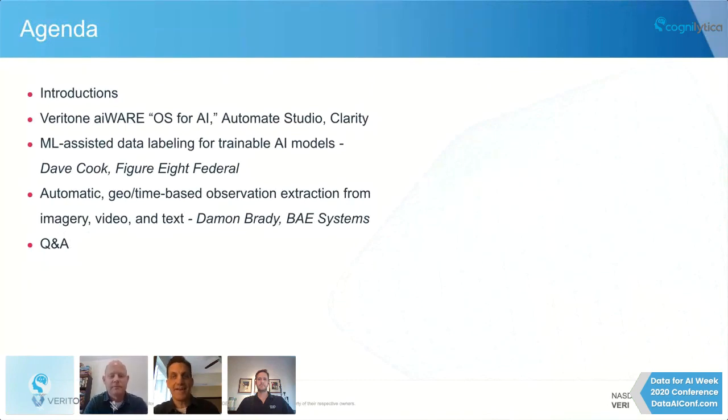But I'm most excited today about who I have with me. As you've heard, Dave Cook with Figure 8 Federal will share with us their technology that does ML-assisted data labeling for training AI models. After that, we're going to have Damon Brady bring us home with some incredibly cool technology that performs automatic geo and time-based observation extraction from imagery, video, and text. We'll wrap up the session with any questions you may have, so sit tight and we'll try to answer as many questions as we can at the end.